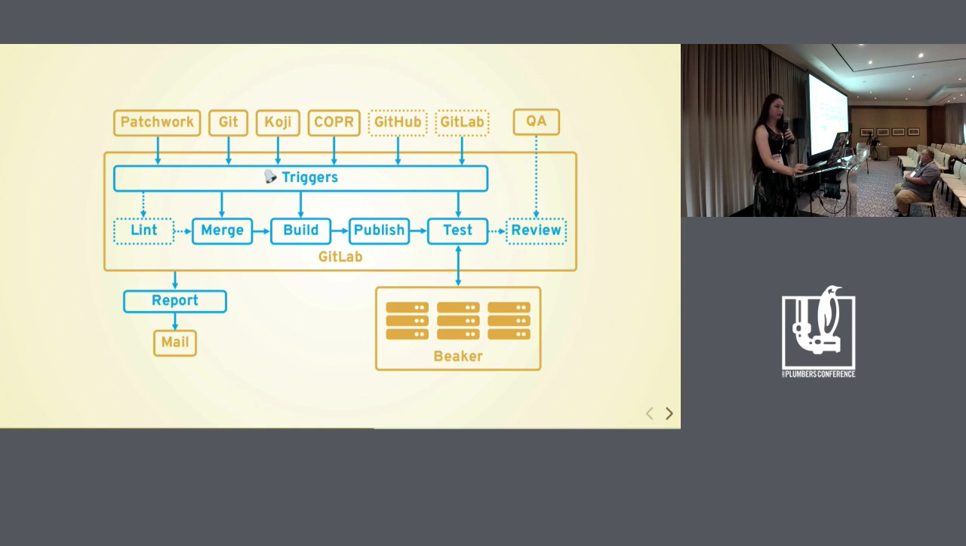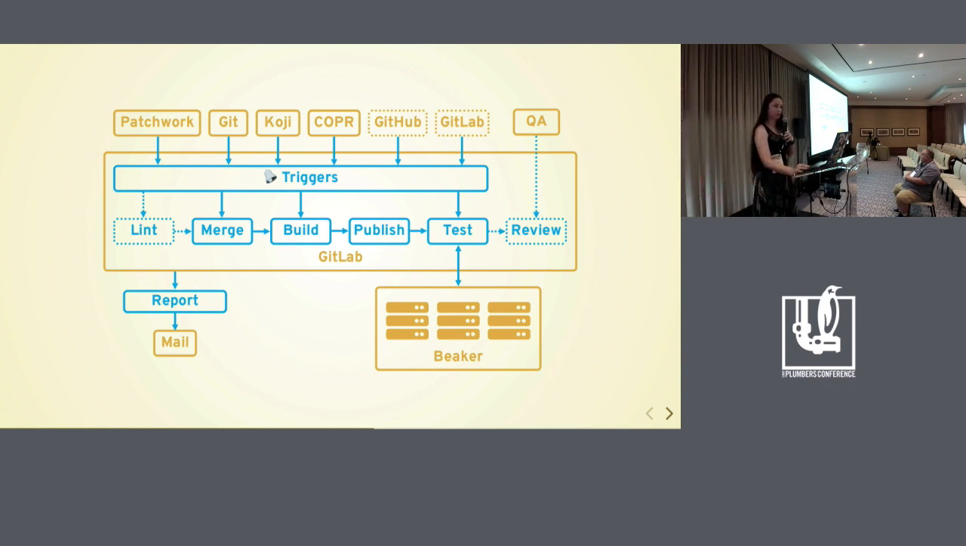The basic one is a Git trigger. We need to figure out when there was a new commit to the Git tree. We clone that tree, build it, test it. The other ones of the simple triggers are for Fedora build systems. We are testing Fedora kernel builds from Brew of Koji and Copper.